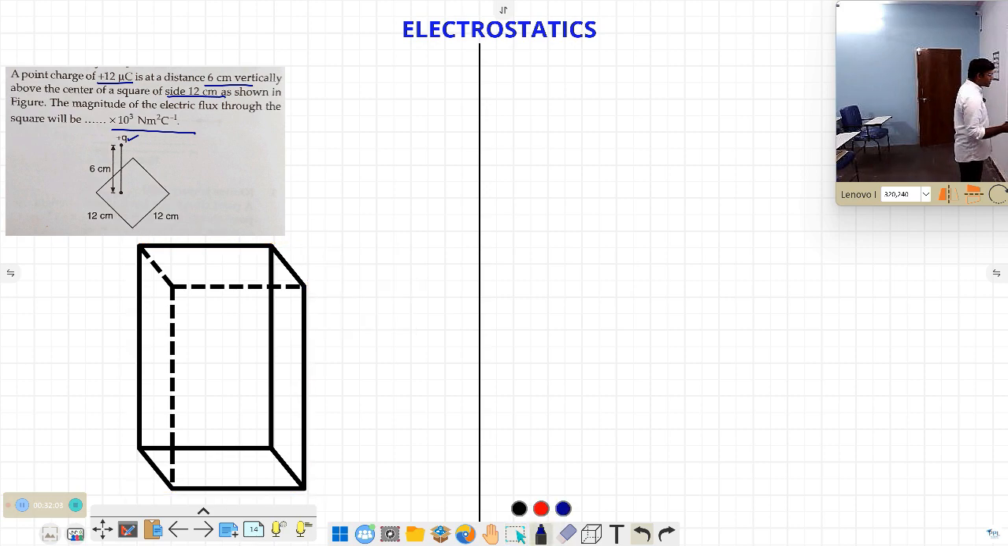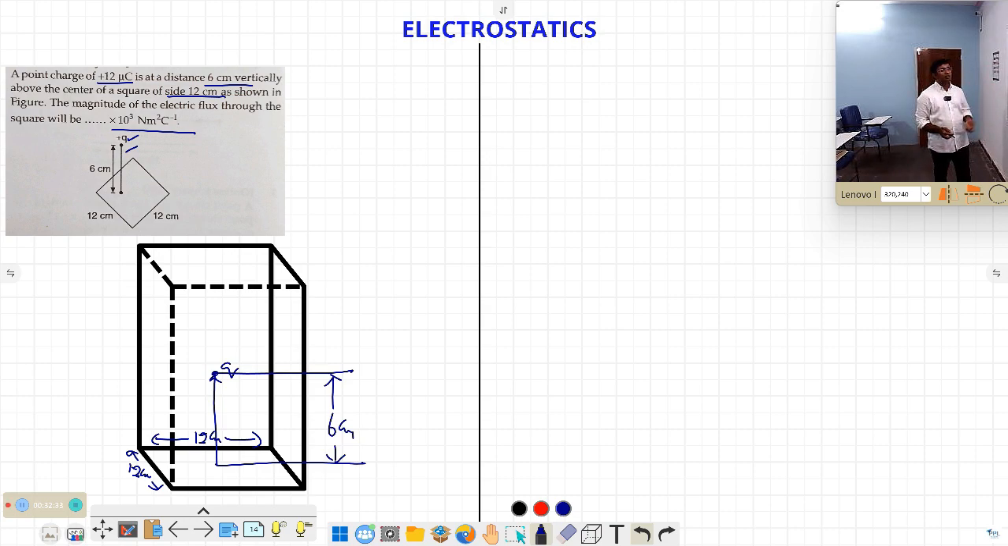So in this case, I can write this is 12 centimeters length and this is 12 centimeters. Now we have a charge here. The charge is, actually it is a cube. Cube means that in this case the charge is at a distance from the center of this square. What is the distance of this one? The charge is placed at 6 centimeters distance. From here to here, the distance is 6 centimeters. If you see the diagram here, 6 centimeter distance.